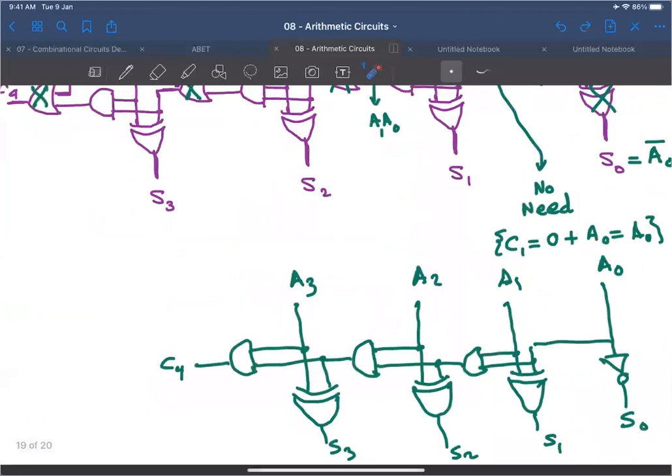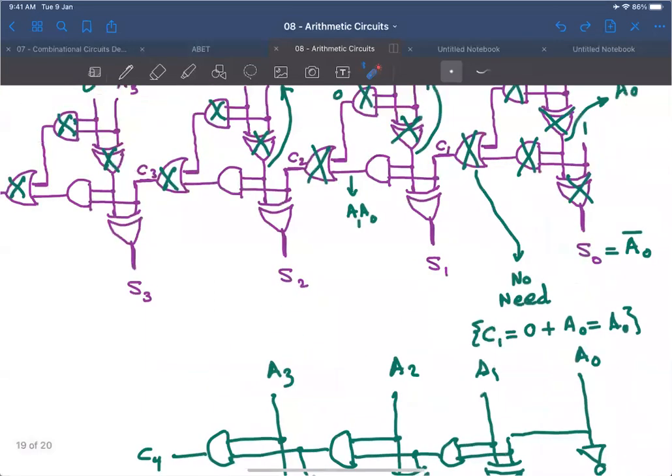Okay, so here you have an inverter, and then you take this and XOR it with A1, and then you take these two and AND them together and XOR the result with A2, and then you take this and AND it with this signal here, and the result is XORed with A3 to get S3, and then you take this and AND it with A3 to get C4. Okay, so this is called design by contraction. And if you're not really comfortable with that, you can also do it using Boolean algebra.